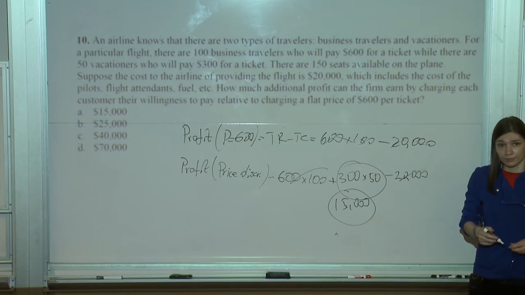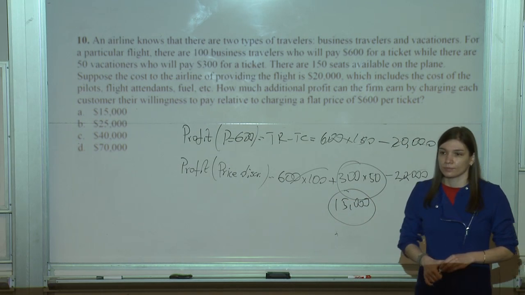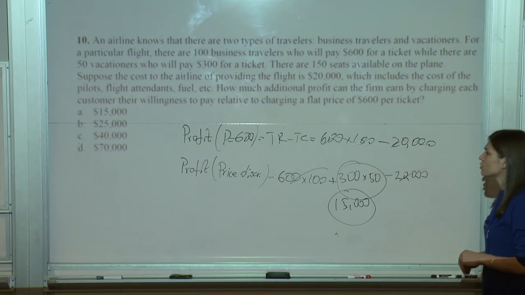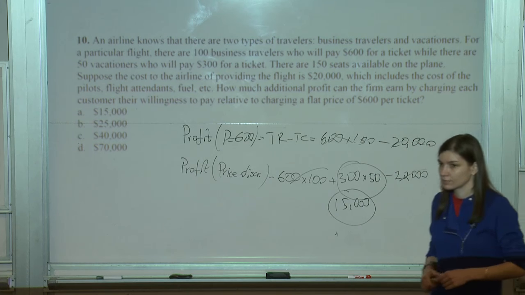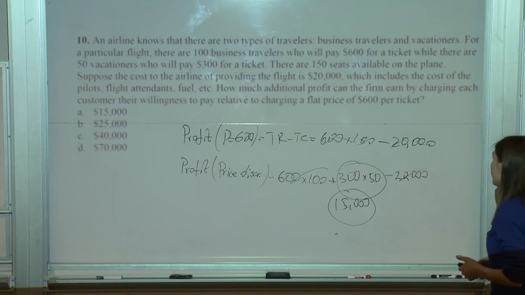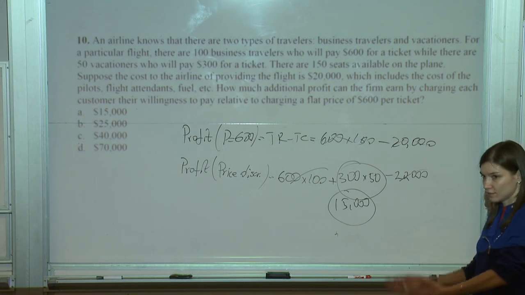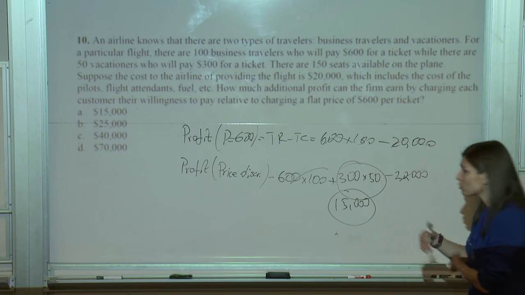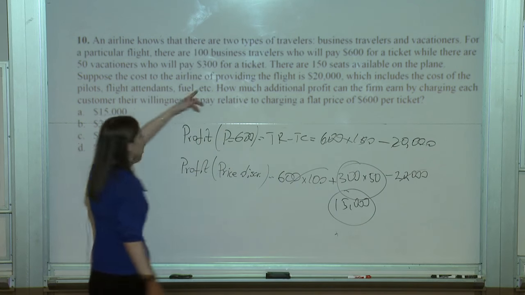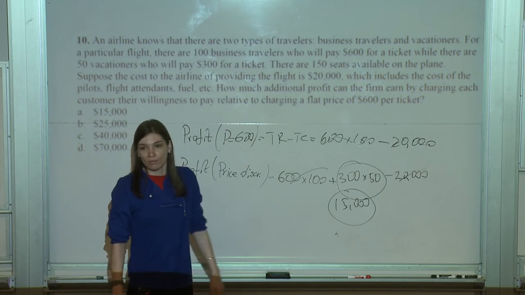Okay, any questions? What if there was more people than seats? All right, the question is, what if there's more people than seats? Yeah, because in this case, it adds up to 150. Well, they will only still be able to seat however many seats they have. So if you're saying there were 100 vacationers who will be willing to pay 300, well, they'll give seats to only 50 of them.